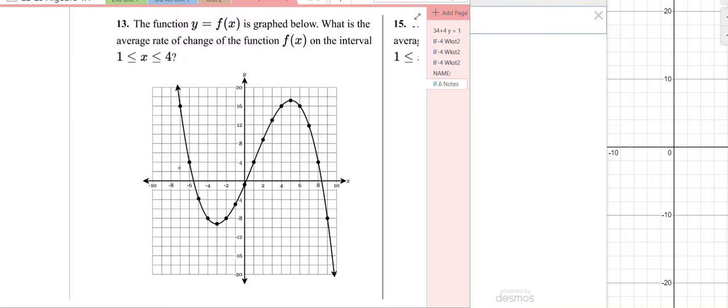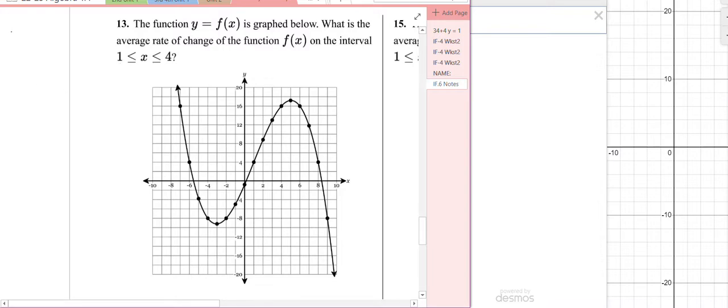In this video we're going to talk about the rate of change when the information is given in graphical form. So this problem says the function y equals f of x is graphed below. What is the average rate of change of this function f of x on the interval between 1 and 4?